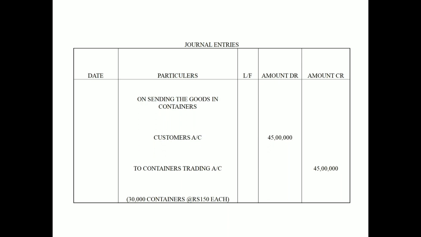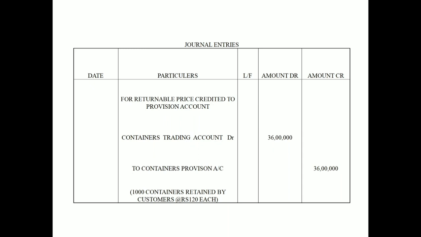30,000 containers at the rate of rupees 120 that you are sending to customers at rupees 150, that is rupees 45 lakhs. Then the third entry is for returnable price credited to provision account. When returnable price is credited to provision account, your entry is containers trading account debtor to containers provision account. That is 36 lakh is the amount that you are getting.